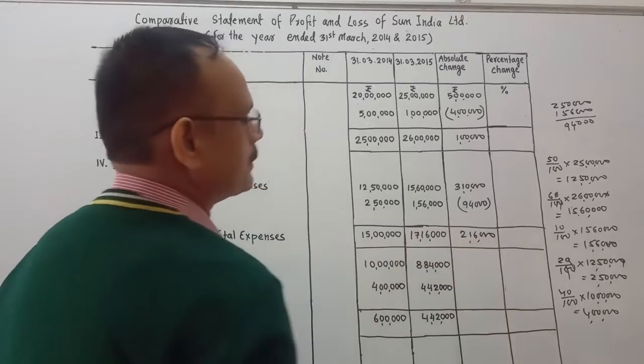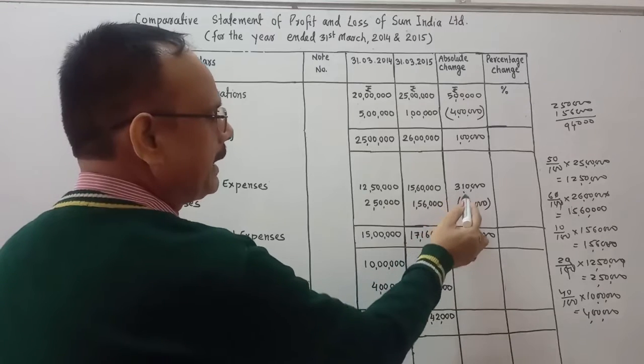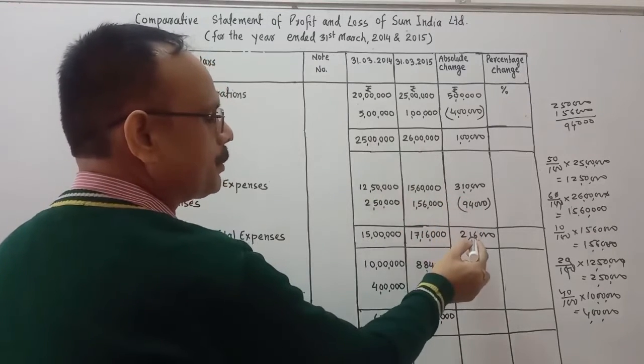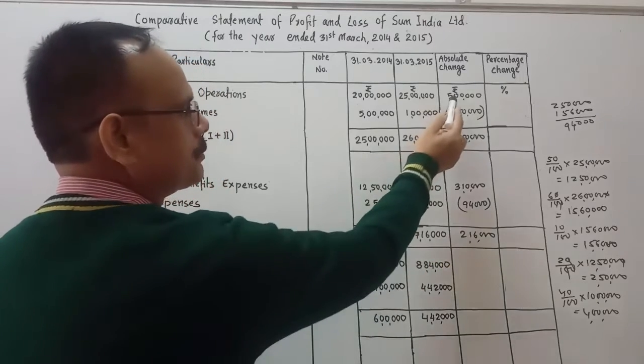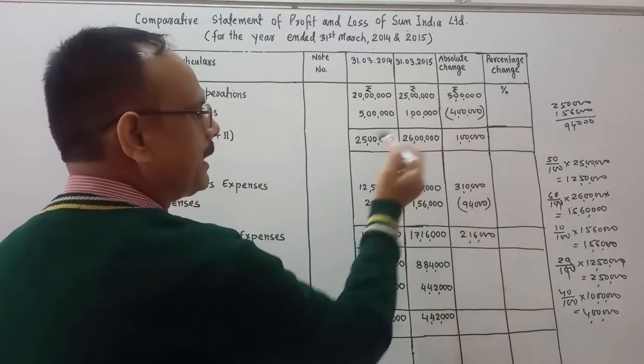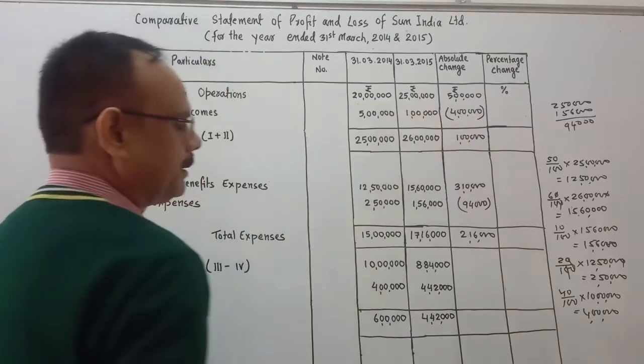2 lakh 16,000. You may verify it from this side, and 3 lakh 10 minus 94 will be 2 lakh 16. From this side also you will get the same figure. Here also 5 lakh minus 4 lakh is 1 lakh, and from this side, if you see, this is also 1 lakh.